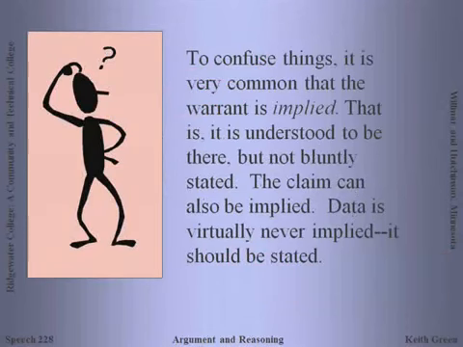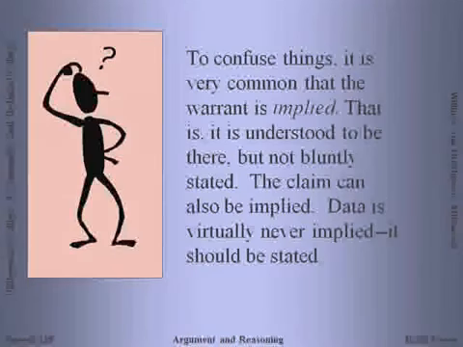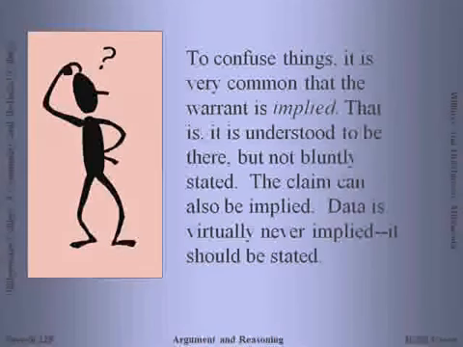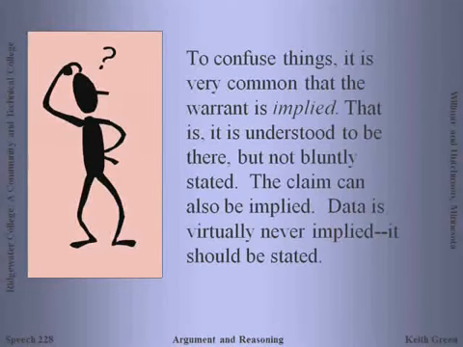Okay, now to confuse things a little bit. Notice in the examples I gave you, everything was laid out for you, but it's very, very common that the warrant is implied. So for example, go back to my one about wearing a jacket because it's raining. We don't normally say, when it's raining outside, I need to protect myself. We just naturally kind of think that, and as a result, it's an implied warrant. It's understood to be there, but it's not bluntly stated.